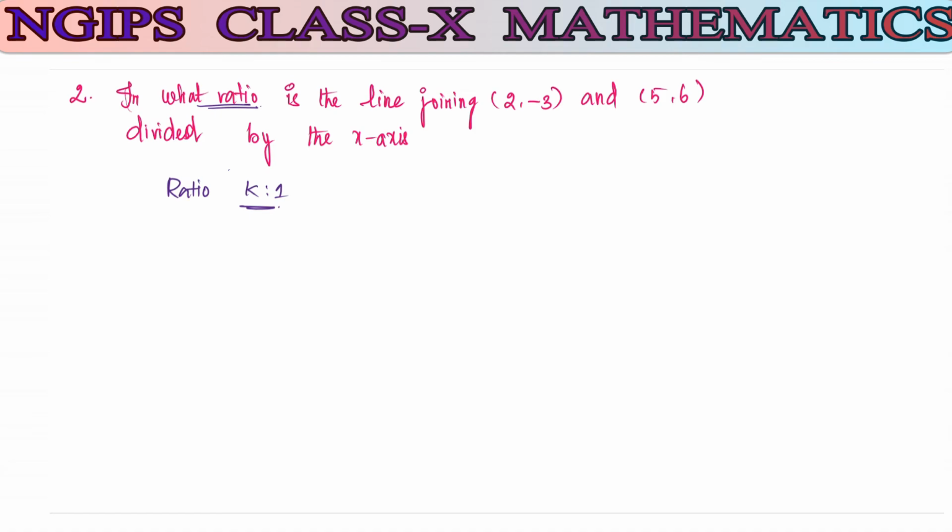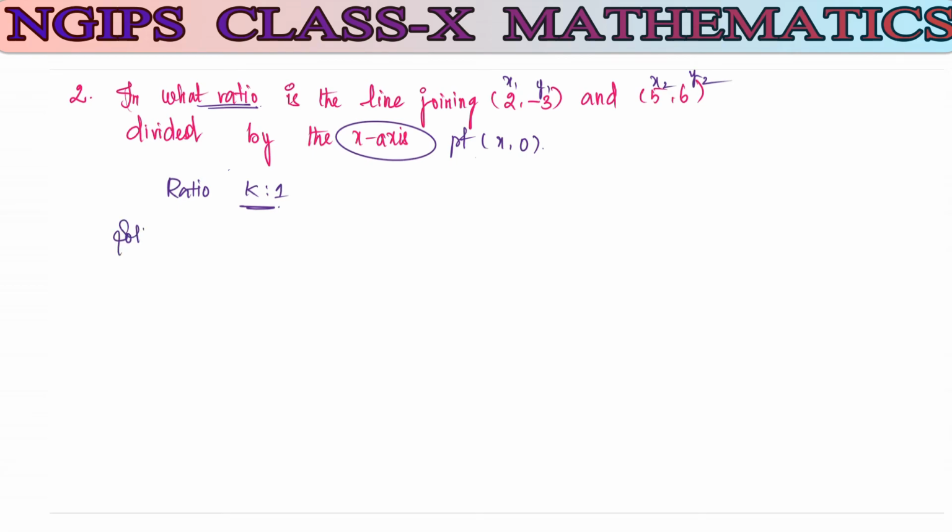Here the line joining the 2 points, one is x1, y1 and the other is x2, y2, is divided by the x-axis. When it is the x-axis, the point here is x comma 0, because the point is lying on the x-axis, and always the y coordinate is going to be 0. So I can take the point as x comma 0.